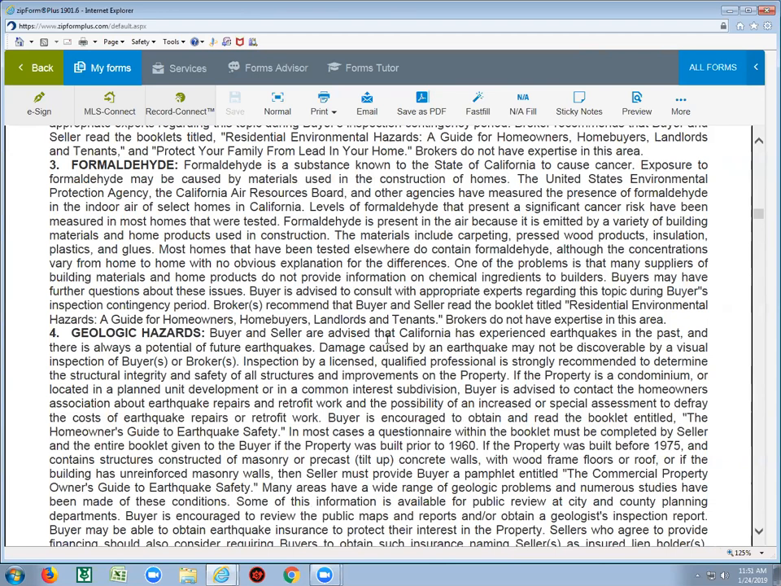One of the problems is that many suppliers of building materials and home products do not provide information on chemical ingredients to the builder. The buyer may have further questions about the issue. The buyer is advised to consult with an appropriate expert regarding this topic during the buyer's inspection contingency period. Brokers recommend that buyer and seller read the booklet titled Residential Environmental Hazards: A Guide for Home Buyers, Landlords, and Tenants. Brokers do not have expertise in this area.